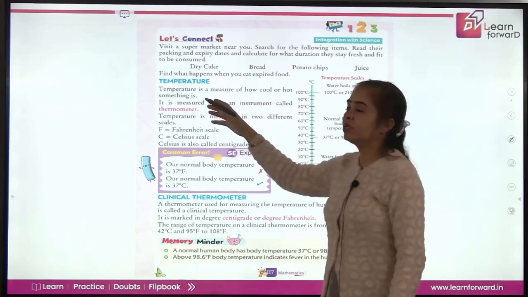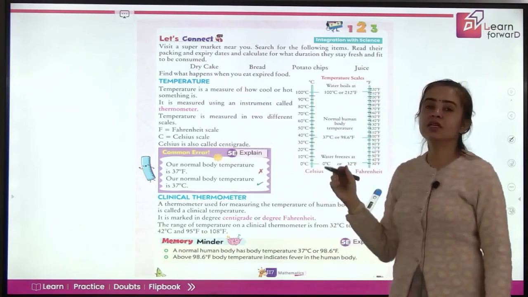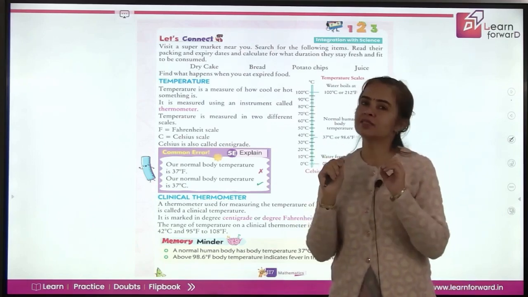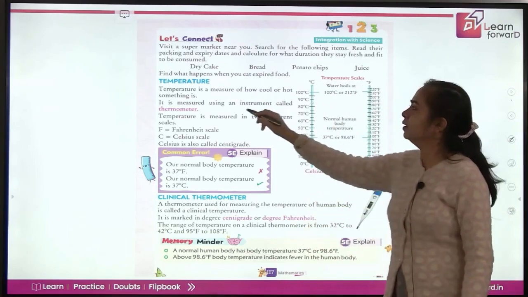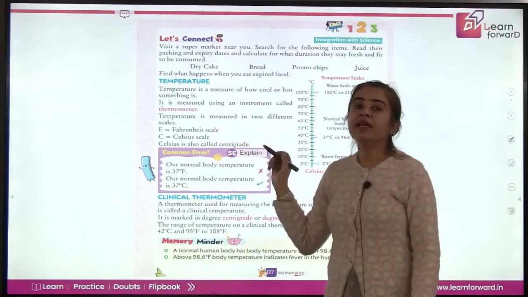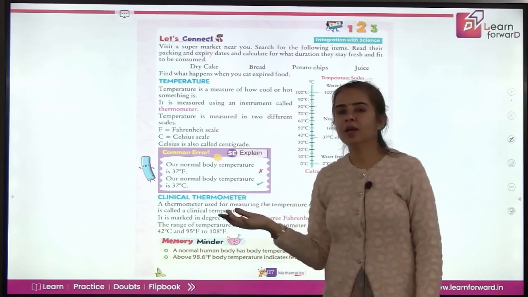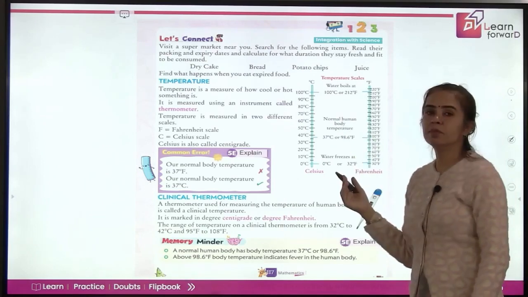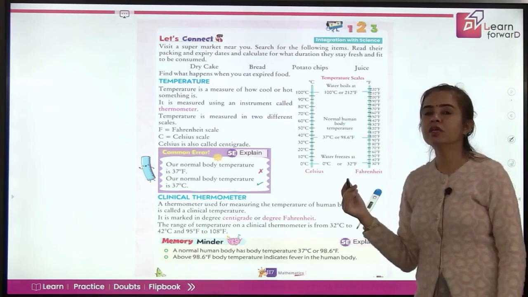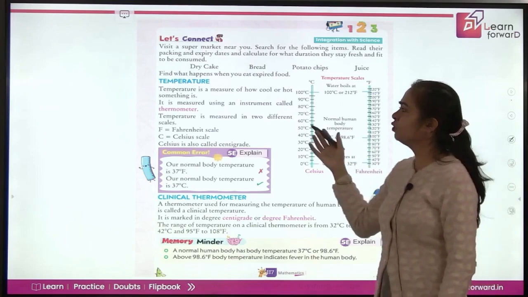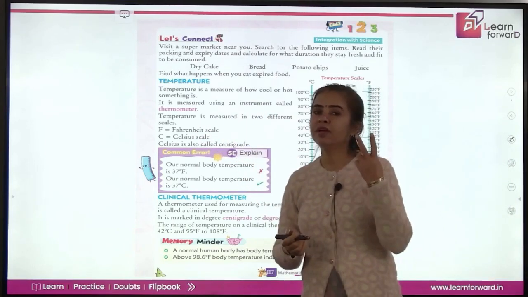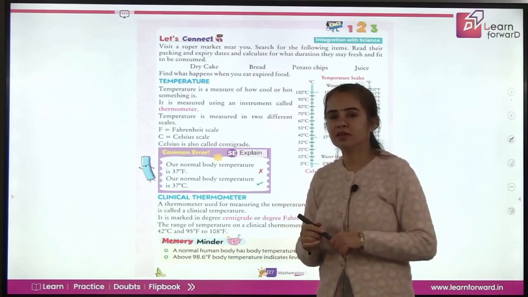Now let's come to temperature. Temperature is a measure to know how cool or how hot something is, right? It is measured using an instrument which is called a thermometer. You would have all seen digital thermometers or a simple clinical thermometer at your home. So we have a thermometer to measure temperature, and we have two different scales to measure temperature.